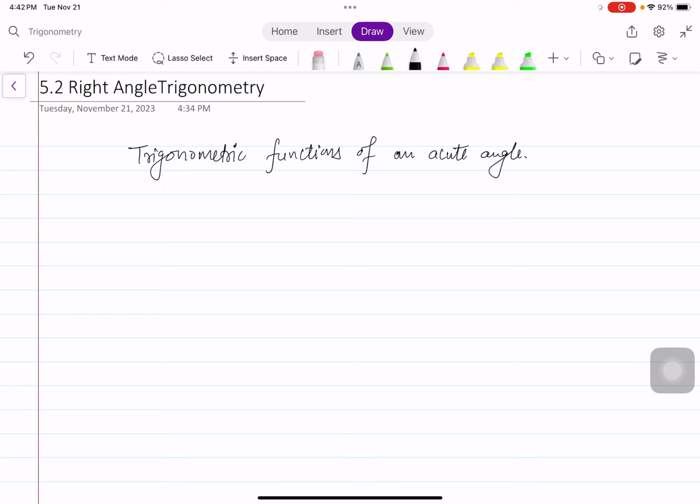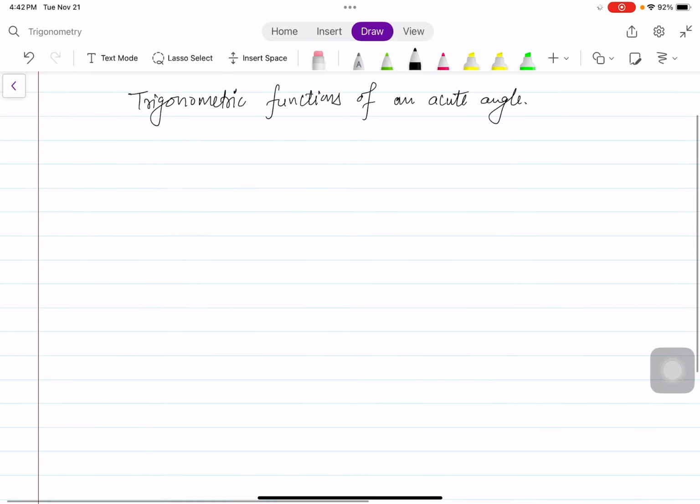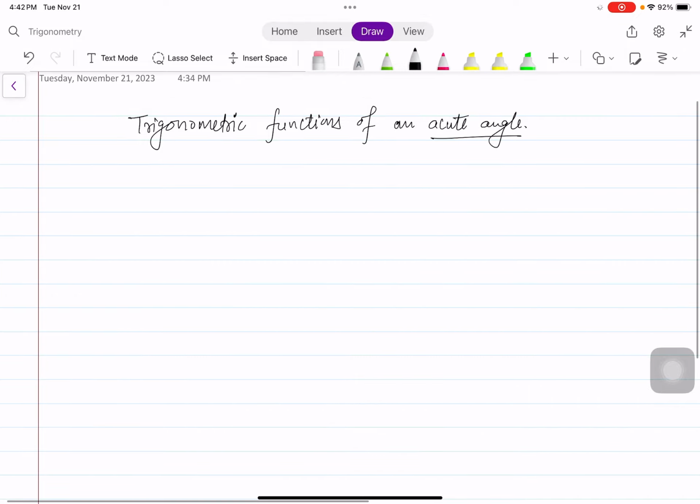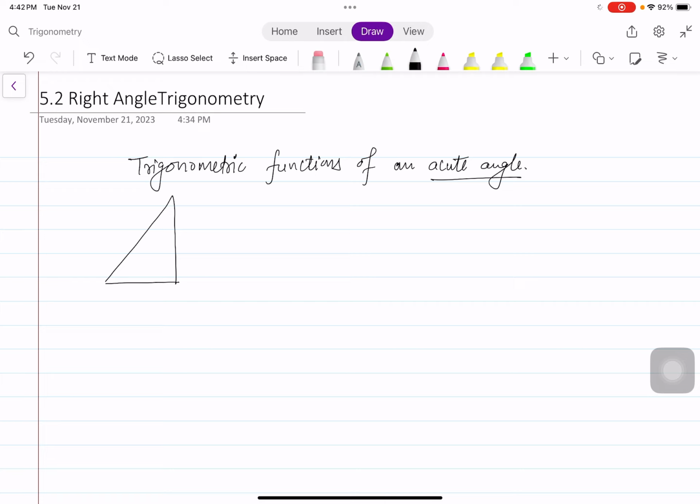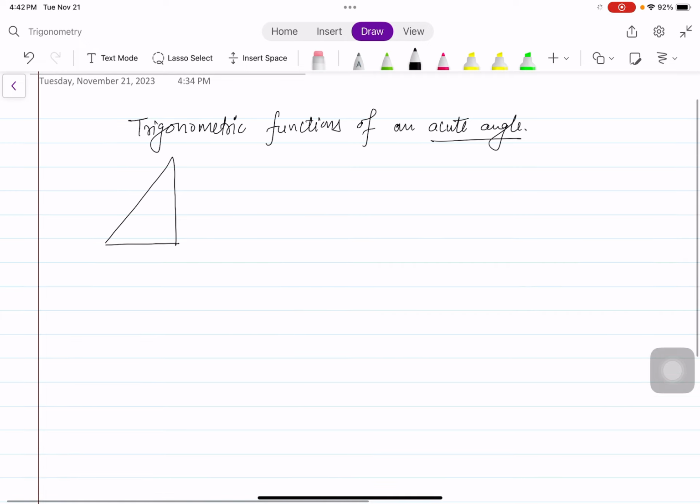The first topic that we're going to cover is trigonometric functions of an acute angle. Since we're dealing with an acute angle, we assume that we have a right angle triangle. So this section is related to right angle trigonometry. So we consider a right angle, so one angle is 90 degrees, and say we are given one acute angle theta.